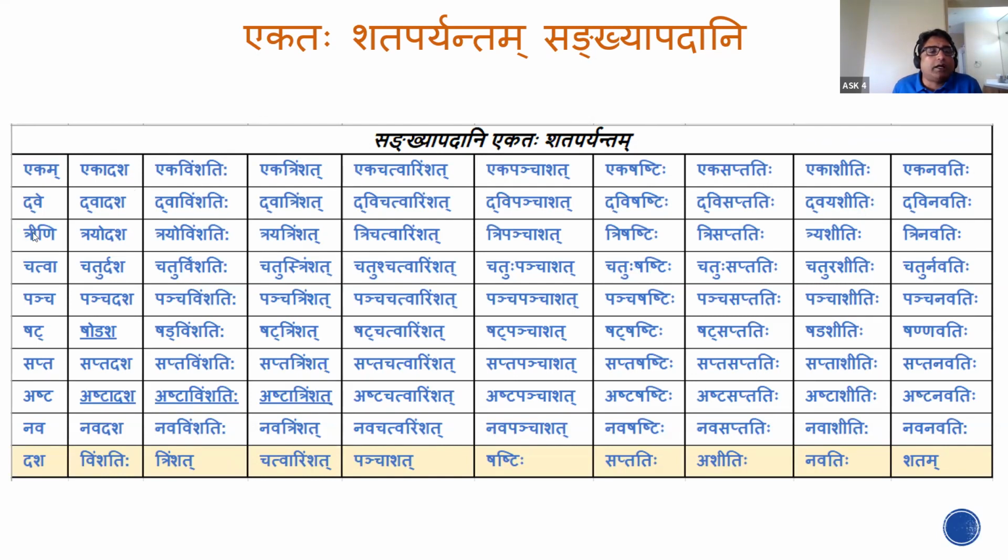This dva and dvi and tri class has more variations. Up to here it is dva, then onwards everything is dvi. Similarly, here it is trayo dasha, trayo vimshatihi, trayastrimshat. Here it is tri, tri, tri, tri, tri. Here again trayashitihi, trinavatihi. So you have to clearly look at where it is traya, where it is trayo, all those things. Pancha is relatively stable. Sapta is relatively stable. Nava is stable. Chaturdasha, most of the places it's okay.